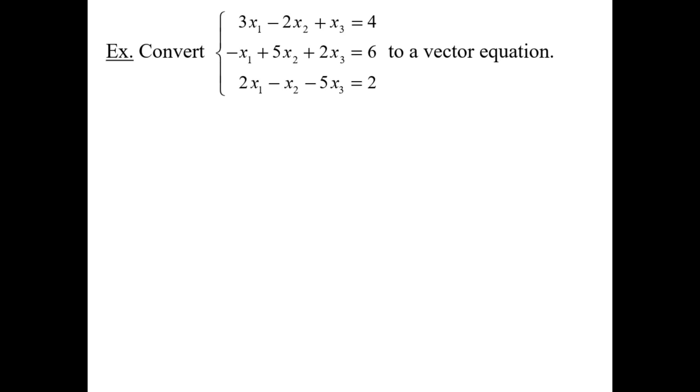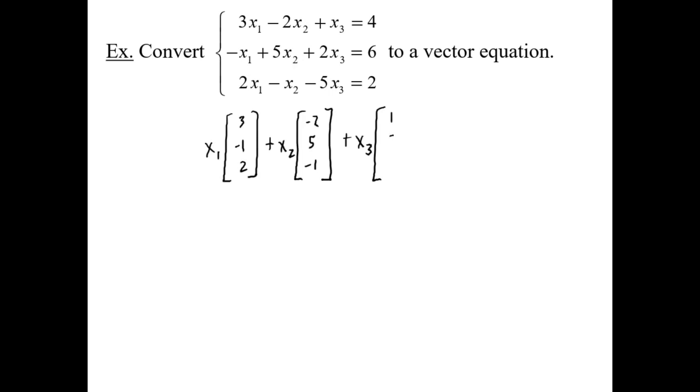So for example, if I wanted to just take this system of equations and convert it to a vector equation, we saw last class how to convert it to an augmented matrix. This would be the same as the vector equation, where x1 is multiplied by all those coefficients on the x1, so 3, -1, 2, plus x2 times all of the coefficients for x2, so -2, 5, -1, plus x3 times all of those coefficients, so 1, 2, -5, and that's equal to the right side, 4, 6, 2. That's it. So we've now converted this linear system into a vector equation, just a different form of basically asking the same thing.